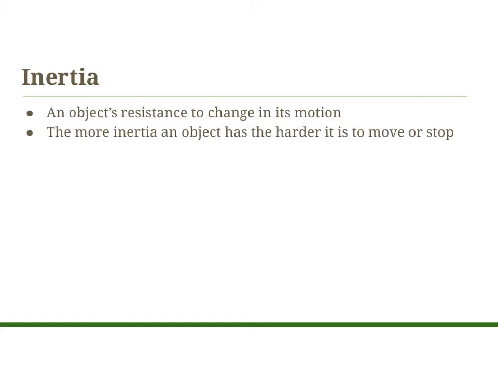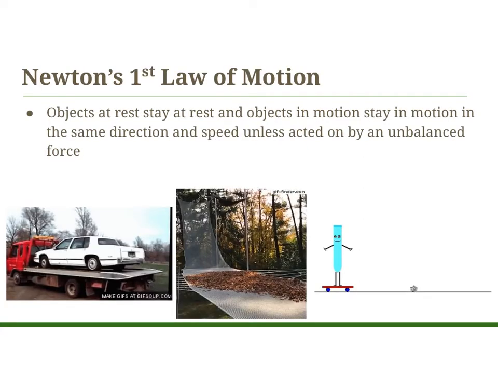And inertia is an object's resistance to its change in motion. And so the more inertia an object has, the harder it is to move or to stop. So that definition brings us to Newton's first law of motion. Newton's first law of motion says that objects at rest and objects in motion will stay at rest, or they will stay in motion and in the same direction and the same speed unless acted upon by an unbalanced force.